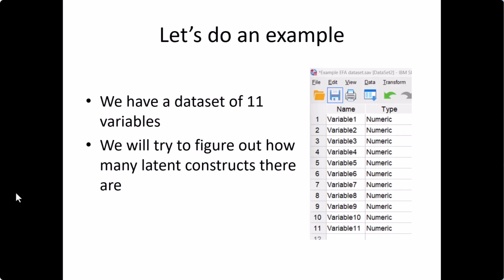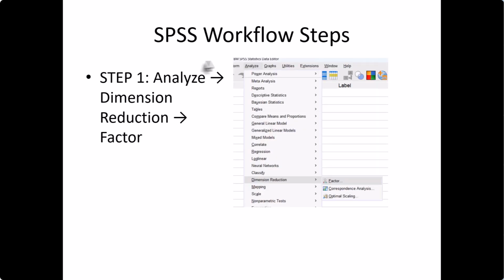We have a data set of 11 variables. We're trying to figure out how many latent constructs there are. So how do we do one? Here is the workflow for SPSS. Go to Analyze, come down to Dimension Reduction, and Factor.